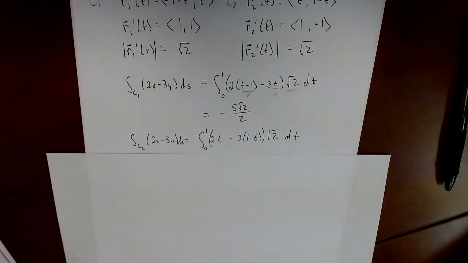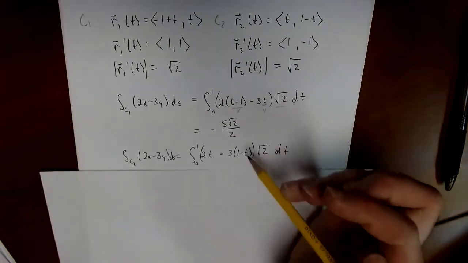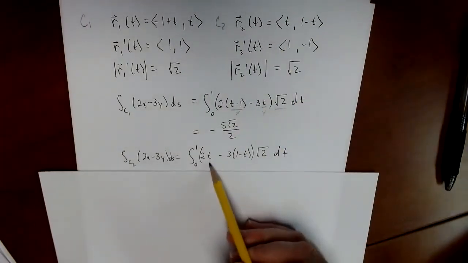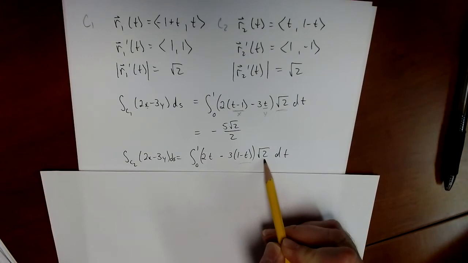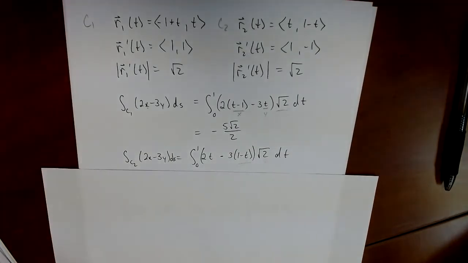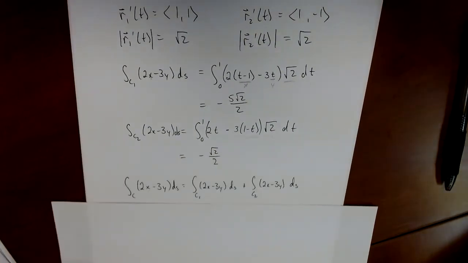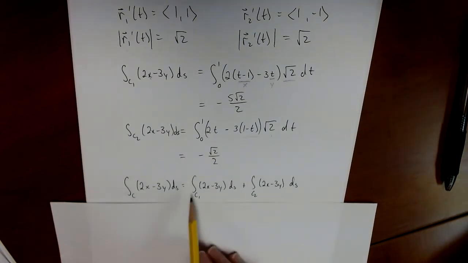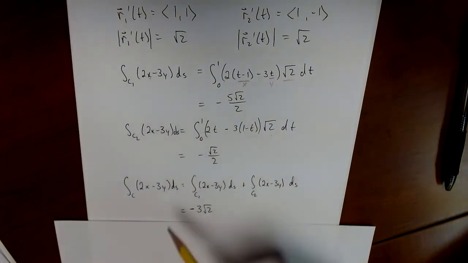So then the same thing, I've got to do the line integral over C2. In this case, on C2, my x is t, and my y is 1 minus t. My magnitude of r2 prime was the same, so I still get the square root of 2. And again, Calc 1 integral later, negative root 2 over 2. And then just a reminder from the bottom of the previous page that the line integral that we were looking for over C is equal to the line integral over C1 plus the line integral over C2. So I can just add up those two values. I get negative 6 root 2 over 2, or negative 3 root 2.